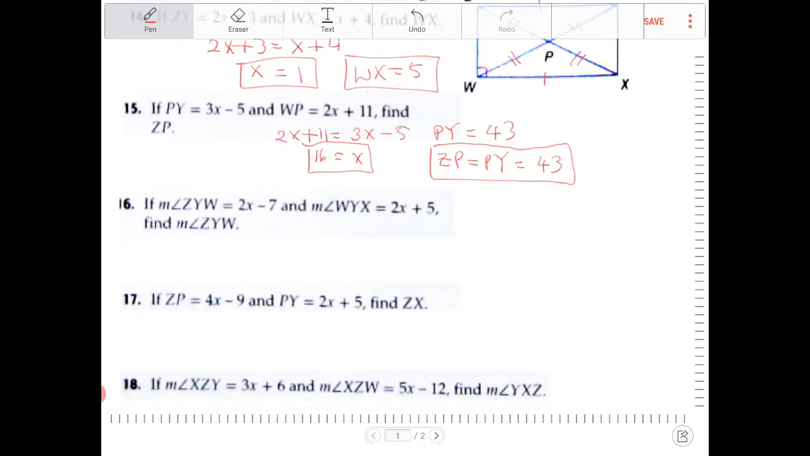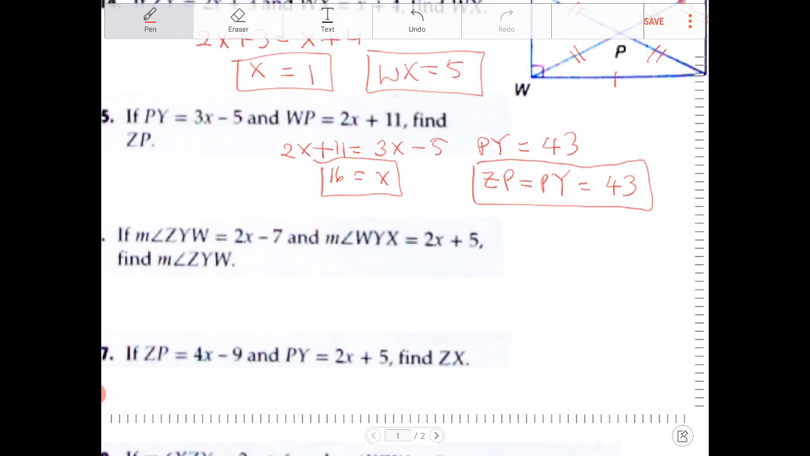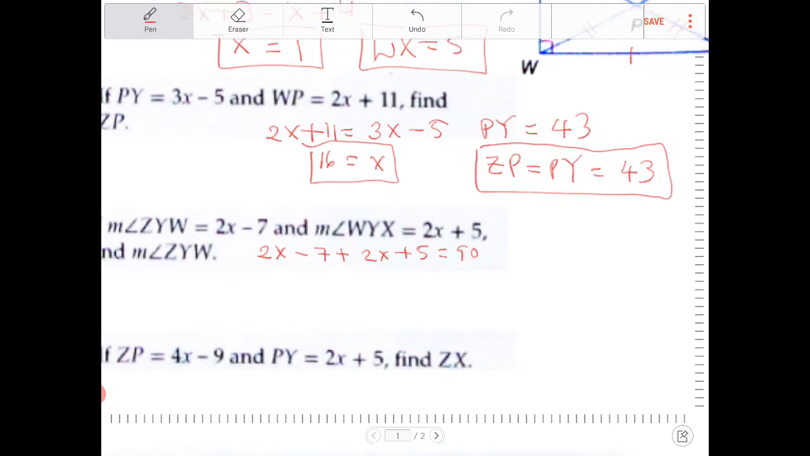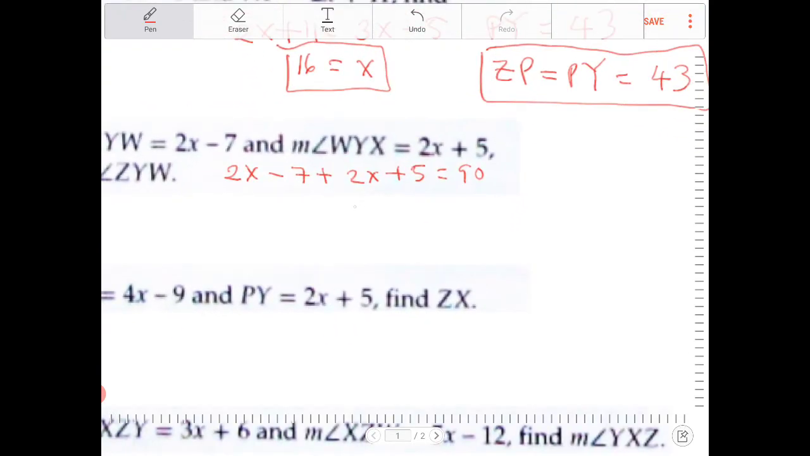Alright, angle ZYW. ZYW is this angle over here. It is equal to 2x minus 7, and WYX is this angle over here, 2x plus 5. Those two angles together must add up to 90 degrees. 2x minus 7 plus 2x plus 5 should equal 90 degrees because all four corners of the rectangle should be 90 degrees. 4x minus 2 is equal to 90.